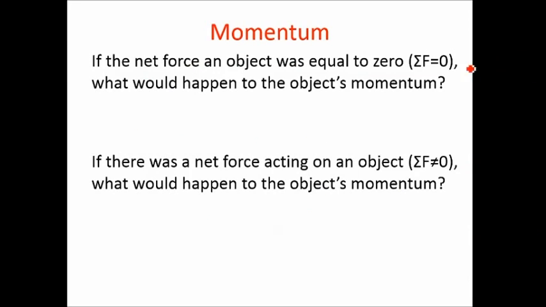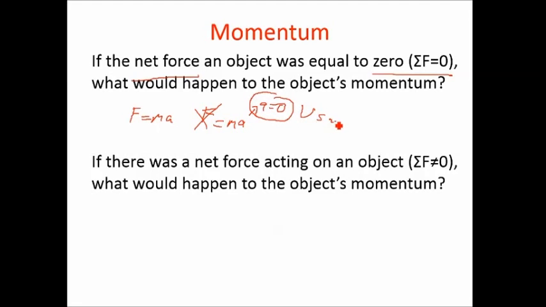All right. So if the net force on an object is equal to zero, then, if you have a force on something, you get mass times acceleration. If there's no force on something, you have mass and the acceleration is zero. So that means you are not changing the velocity.